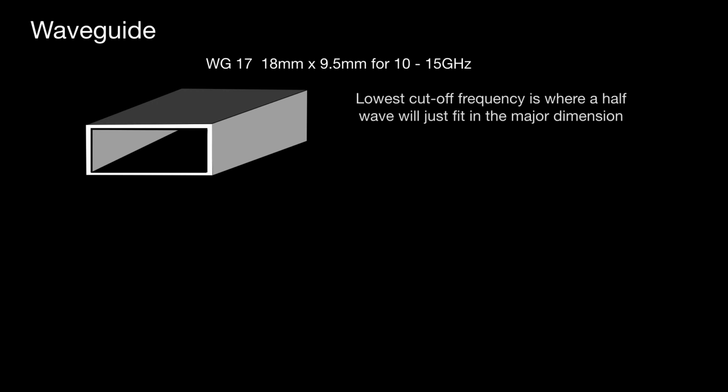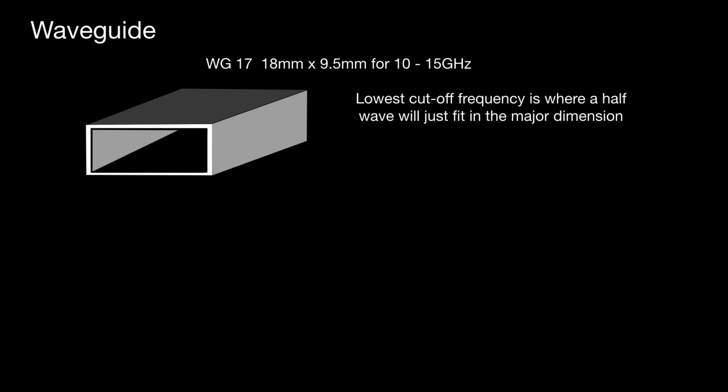Finally, let's have a look at Waveguide. There's a pictorial representation of a piece of waveguide, and this is WG17, and its dimensions are 18 millimeters times 9.5 millimeters, and it's useful for frequencies from 10 to 15 gigahertz. This is the example also given in Advanced.